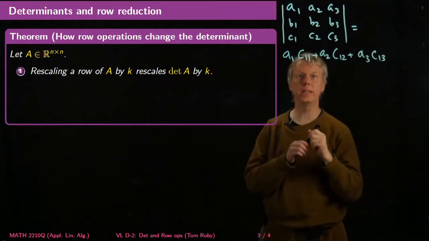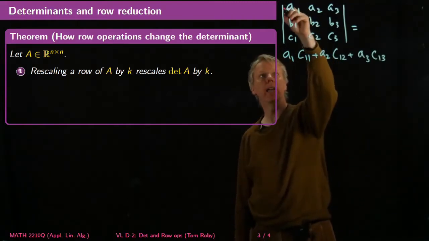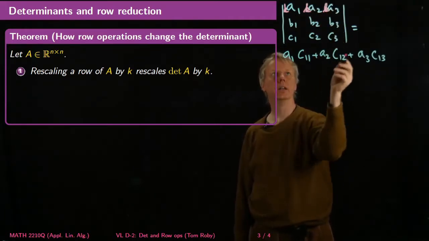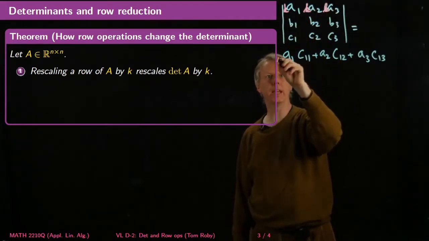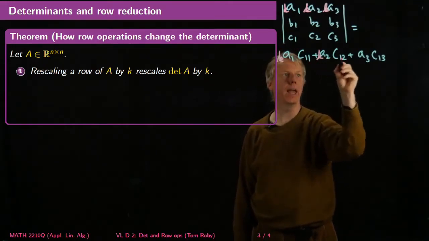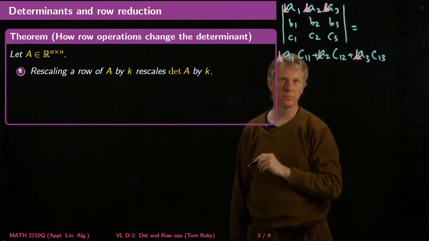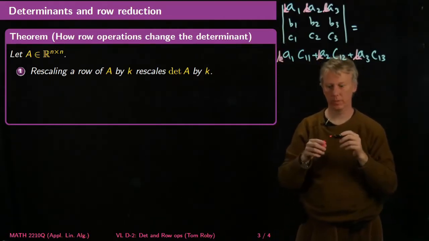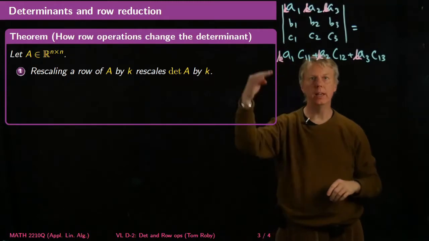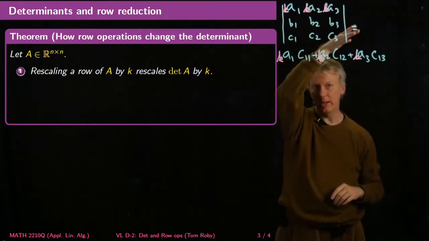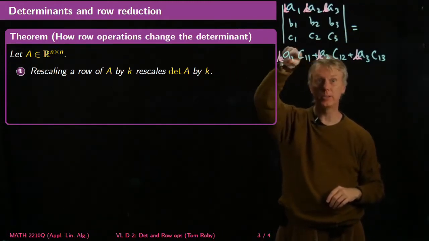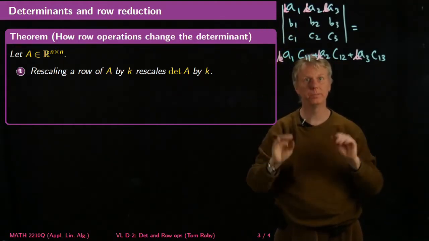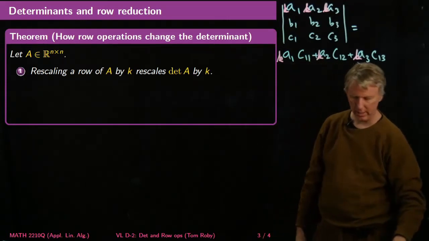Now suppose I rescale this row by K. So I put a K in front of all of these. When I do this expansion around that same row, I'll just be putting a K in front of each of these terms. So that just factors out, and I get K times the determinant. That one's pretty easy to see, and it clearly doesn't matter how big the matrix is or which row I do it around, because I can always expand around that row. So that one's pretty straightforward.